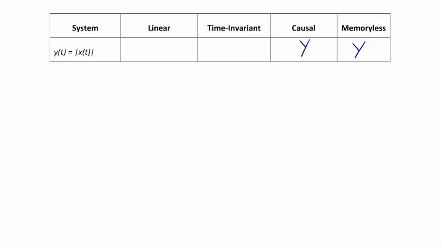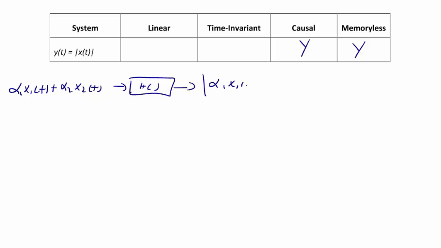And now let's use the signal flow graph to check linearity. If my input is alpha 1, x1 of t, plus alpha 2, x2 of t, and I send it through my function, then the output is the absolute value of the quantity alpha 1, x1 of t, plus alpha 2, x2 of t. And this is z1 of t.